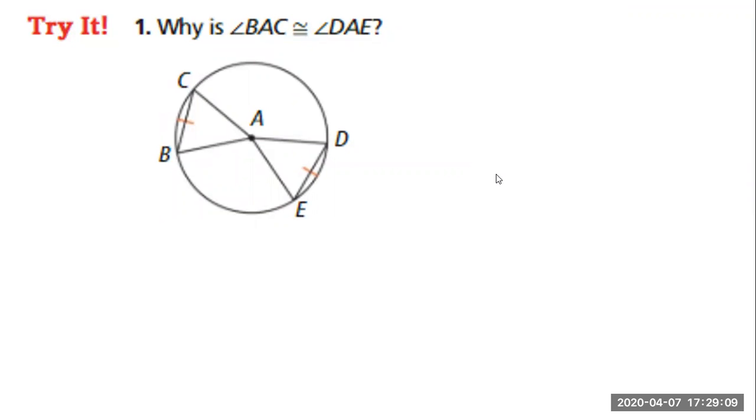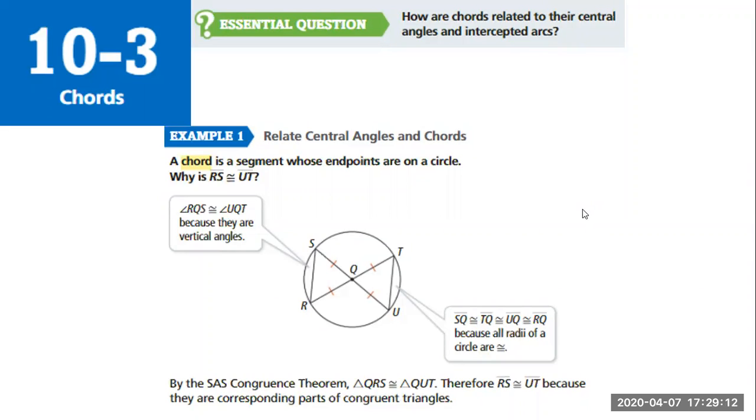Now, let me go back to this for a second. On this question here, if you have two intersecting chords, SU and RT, they're going to intersect and create vertical angles. Well, if those are vertical angles, then we know vertical angles are congruent. So on this diagram, since these are vertical angles, these angles are congruent.